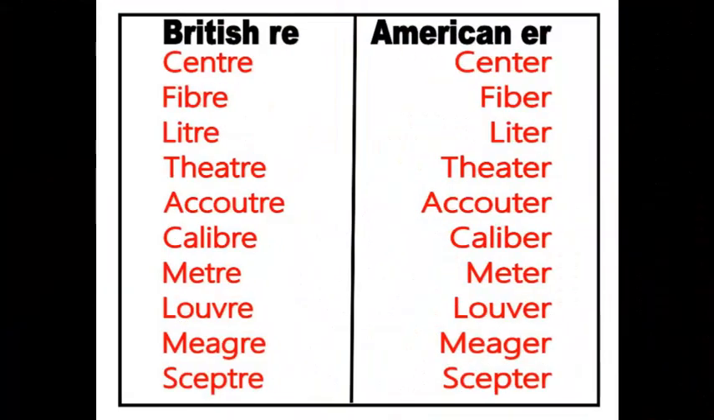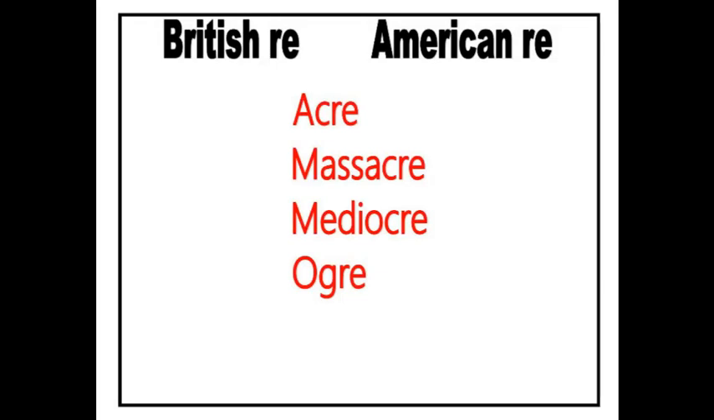1. British spelling uses RE, American spelling uses ER. Example. Center. Fiber. Leader. Theater. Accouter. Caliber. Meter. Louver. Meager. Scepter. Note, both British and American English spell the following words with R-E: Massacre. Mediocre. Ogre.